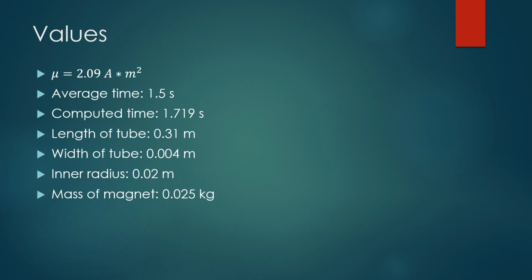The main values in this experiment were that the magnetic dipole moment was 2.09, the average time was 1.5 seconds, the computed time was 1.719 seconds, the length of the tube was 0.31 meters, the width of the tube was 0.004 meters, the inner radius was 0.02 meters, and the mass of the magnet was 0.025 kilograms.